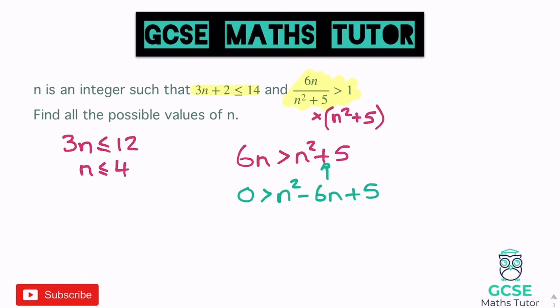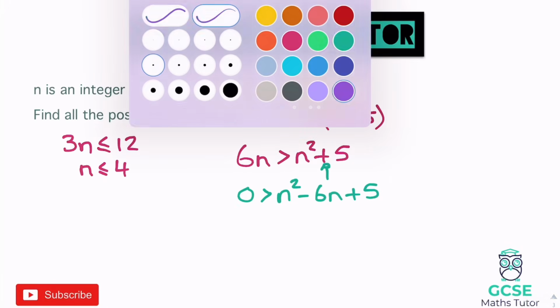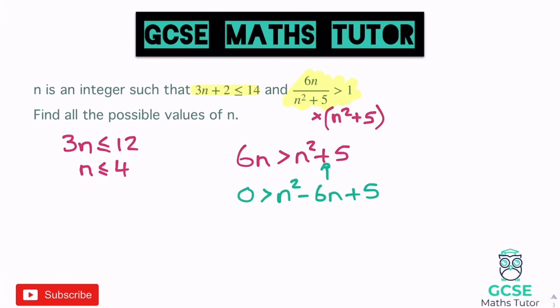Now we can actually switch this over a little bit. Normally we want the inequality over on the other side, so we can just think about whether it's less than or bigger than 0. And when you move an inequality, we just need to swap the symbol over, so we can rewrite this. We can write n squared minus 6n plus 5 is less than 0.